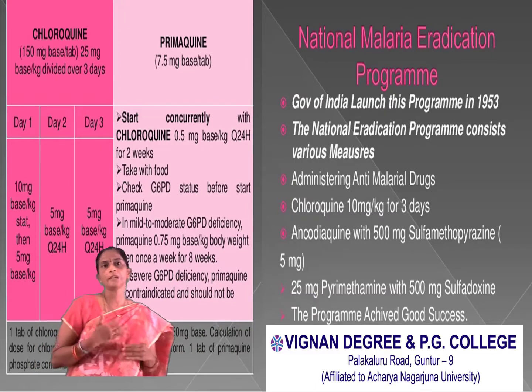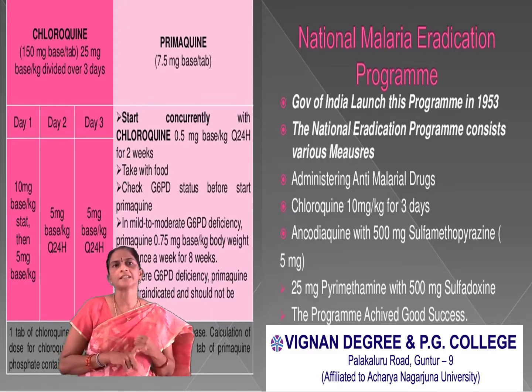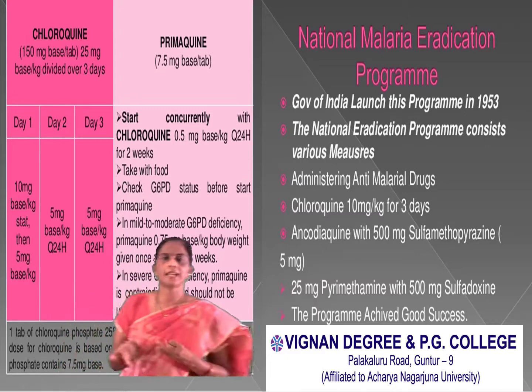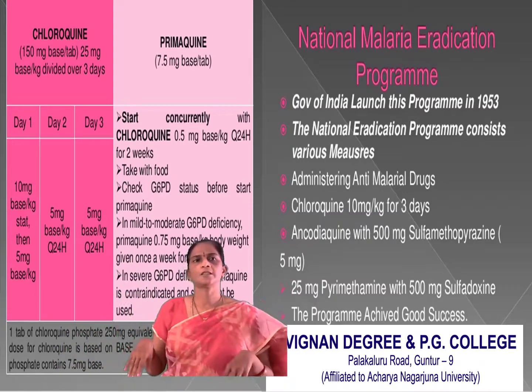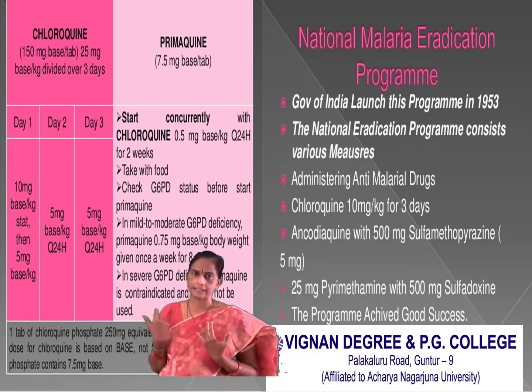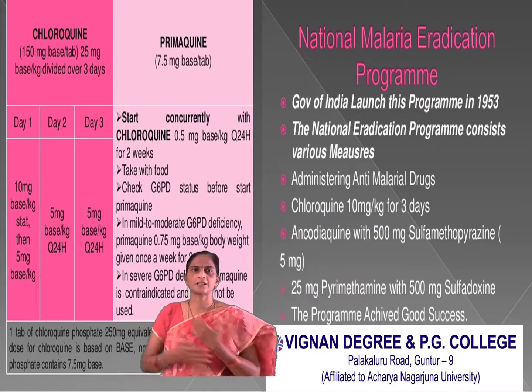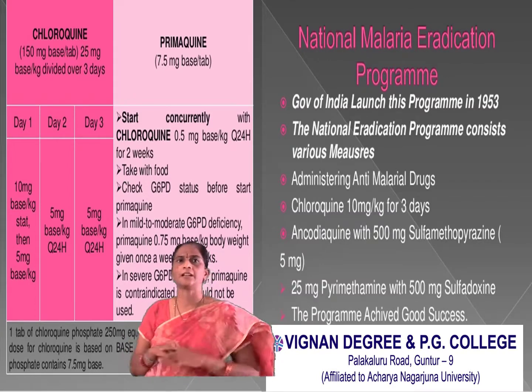Then how we can control the mosquitoes. Mosquitoes can be controlled by using mosquito nets and mosquito repellent creams like Odomos. We have to apply the Odomos on the skin so that the mosquito cannot be attracted. Mosquito nets can be used. By using mosquito nets, the mosquitoes cannot enter.